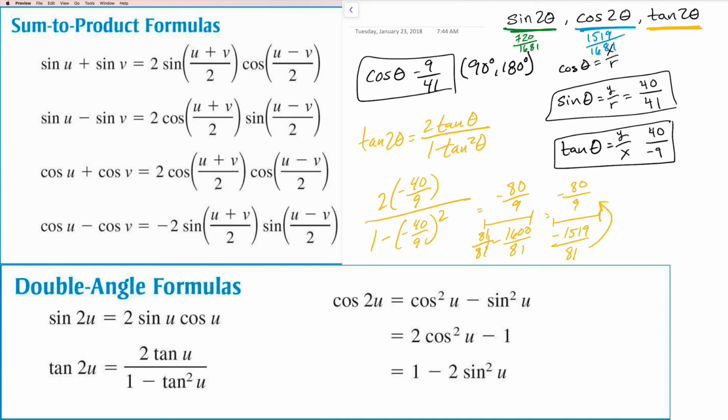So I'm going to multiply my numerator by the reciprocal of the denominator. That will give me 81 over 1519, 9. And so these are both negative, so they'll be positive. This will give me 720 over 1519. Okay, so that's 720 over 1519. And those are my values for all 3 of my double angle formulas. And that's number 3. Let's move on to, let's try 5. Or no, actually, let's go ahead and jump over to another set of problems. Let's go to number 9.